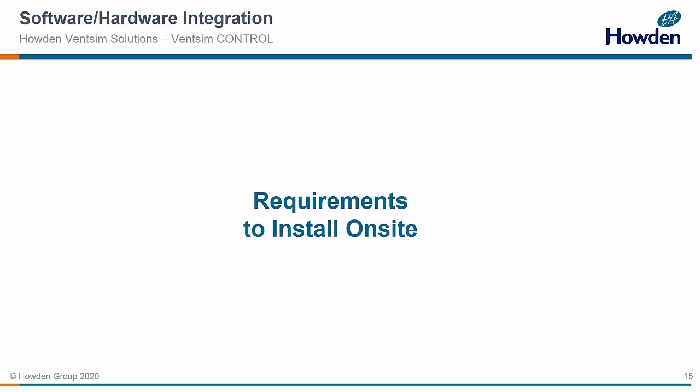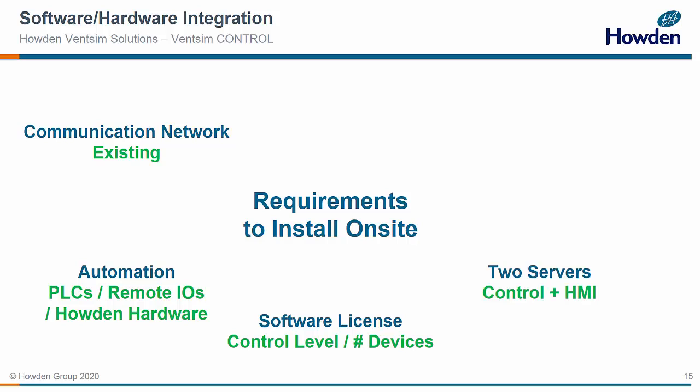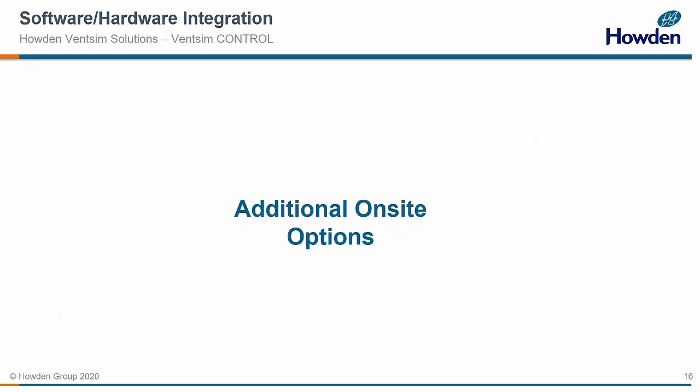The requirements to install on site are a communication network, which can be Wi-Fi, Ethernet, or LTE, having automation, PLCs, remote IOs, or the Howden hardware. Software license based on the control level and number of devices you're controlling. 2 servers, a control and an HMI server, which could also be virtual servers. And training, either at Howden or on-site.